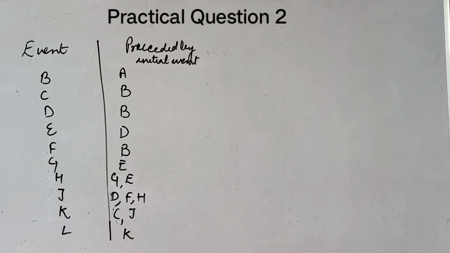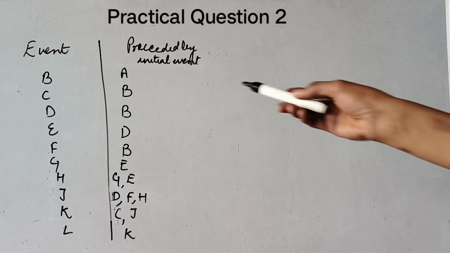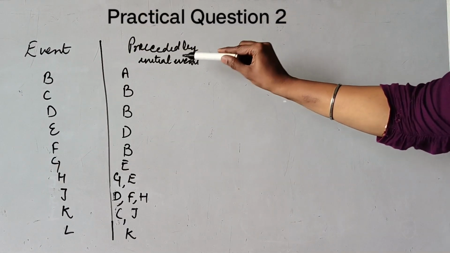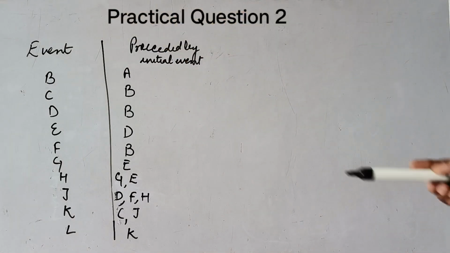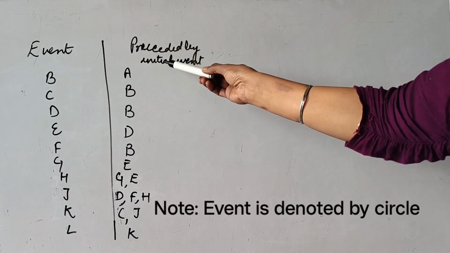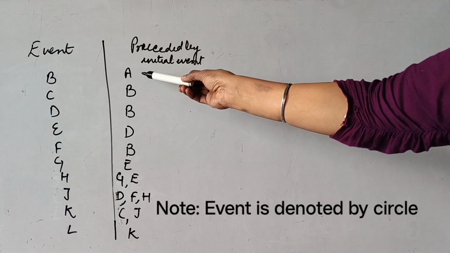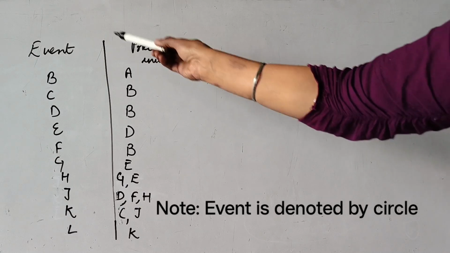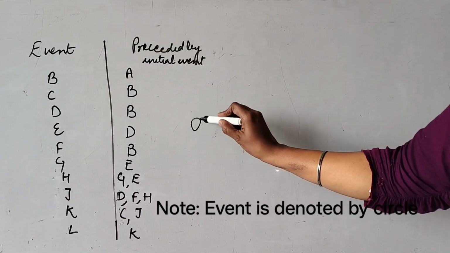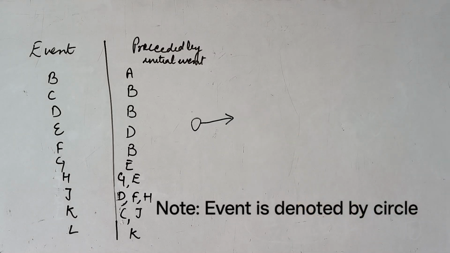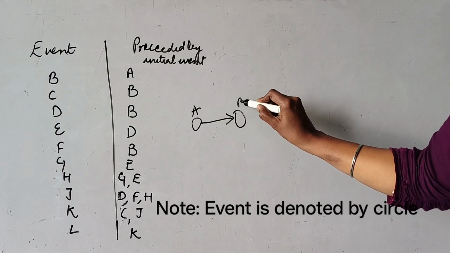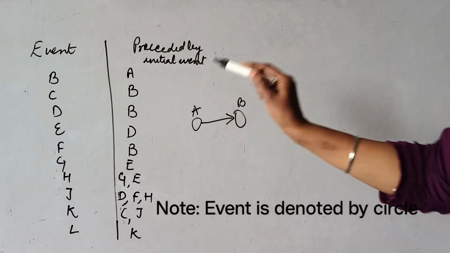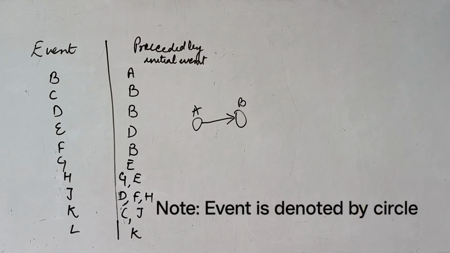Now, this is another example where we will learn how to draw the network. Now, the events have been given and preceded by initial event. It means initial event is this and this event is coming out. So, if B is there, B is having initial event A. It means A is the initial event from which B is coming out. So, if I draw it like that and name it as A and name it as B, B is coming from A. This is very much clear from this.